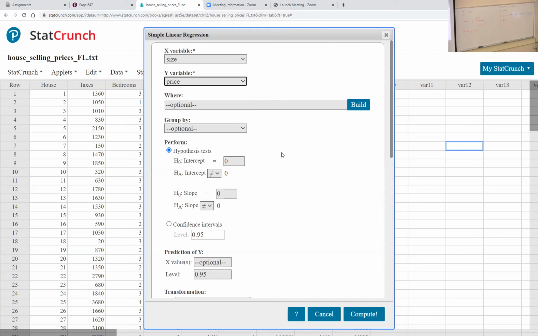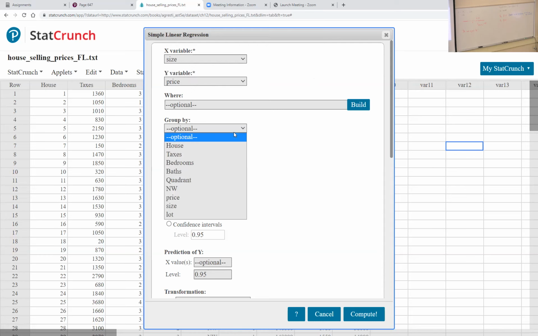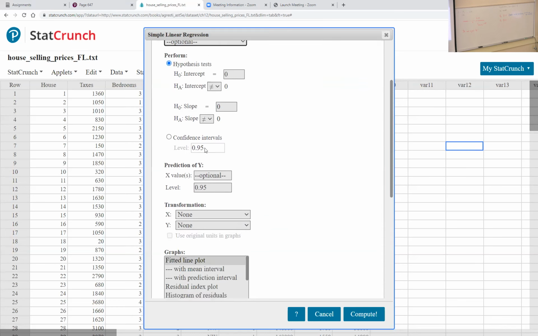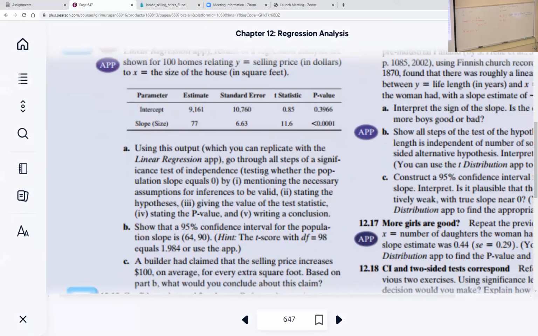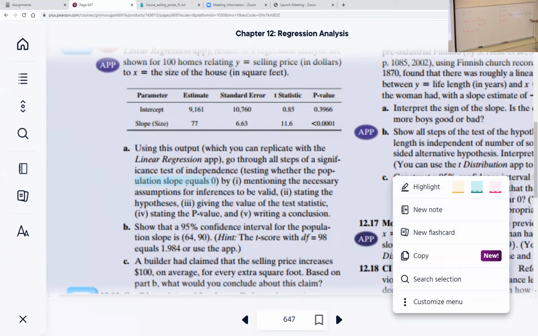The applet will do a simulation or a specific example for you. Here, we don't want to do grouping. It's asking what to do. We are performing a hypothesis test. Specifically, what are we testing for? If you go back to the question, it's wanting to know whether the slope equals 0 or not, very similar to the example that I just discussed.